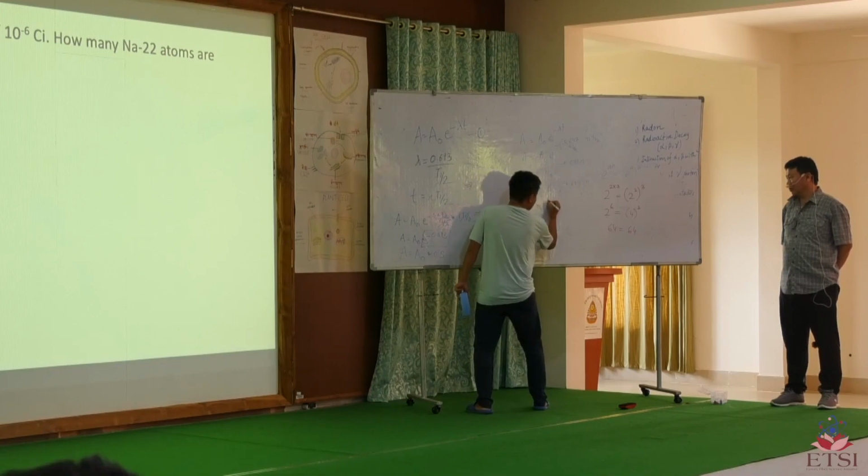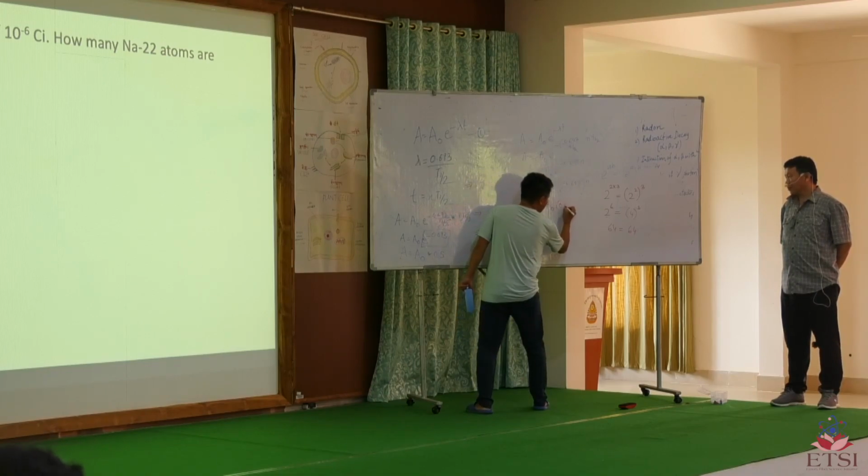A is equal to A naught times e to the power minus lambda t.